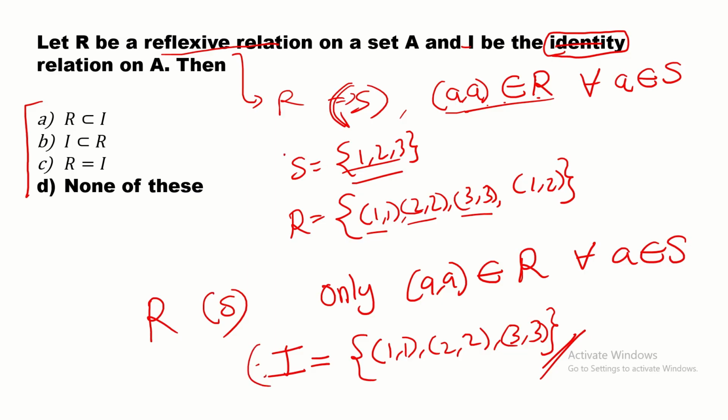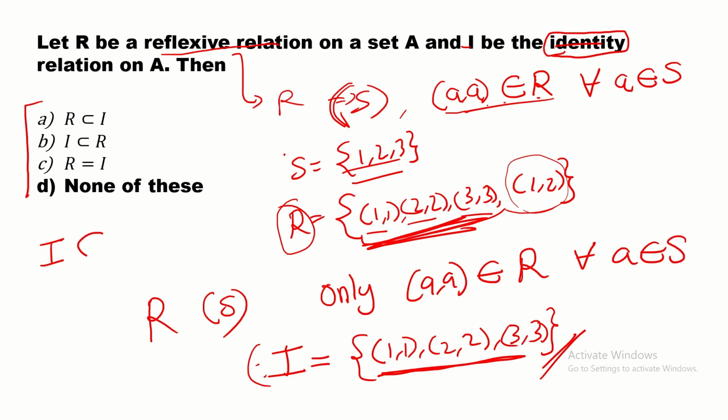Whereas for a reflexive relation, we can have the identity relation, or the elements (1,1), (2,2), (3,3) along with other elements from the set S. So from here, it's very clear that the reflexive relation contains all the elements of the identity relation, but it can also include some extra elements. So we can say that I is a subset of R because all elements of I belong to R. So option B is the correct answer for this question.